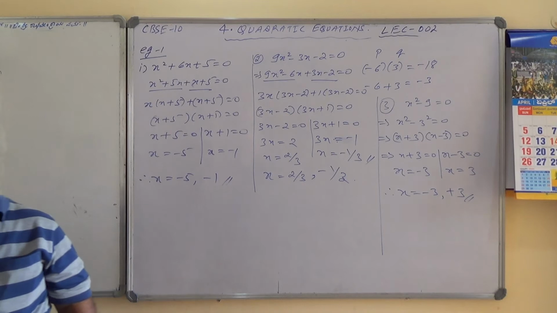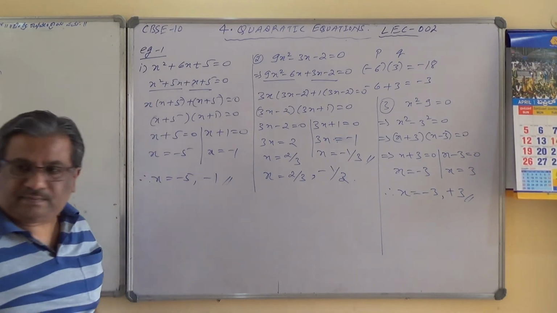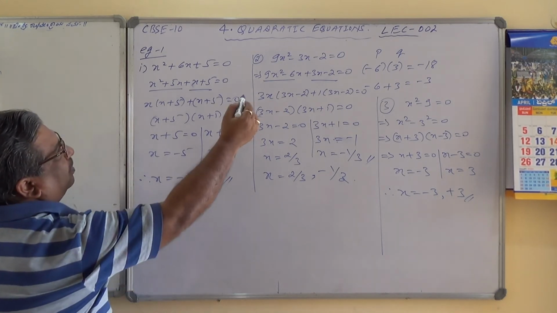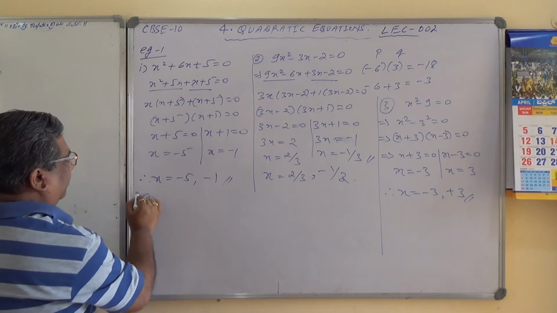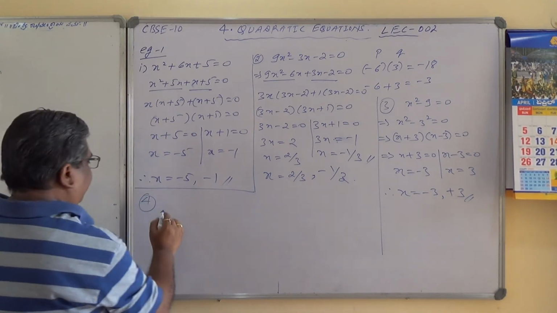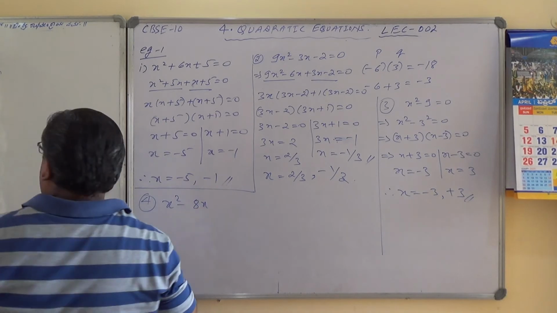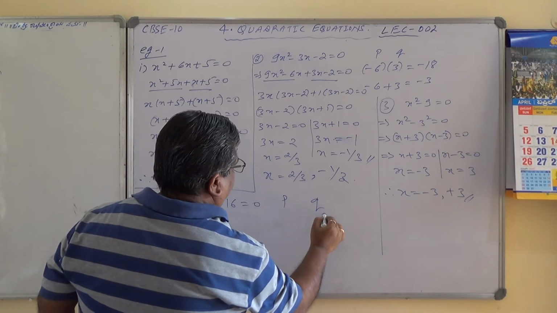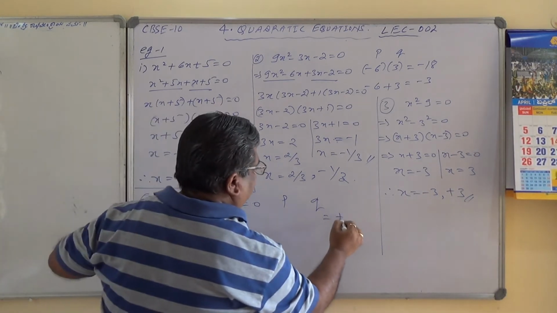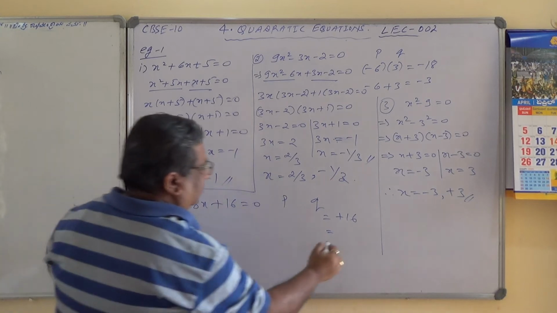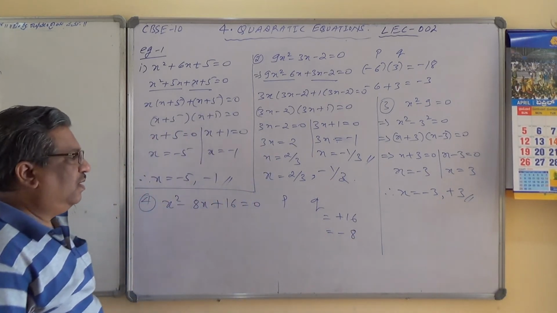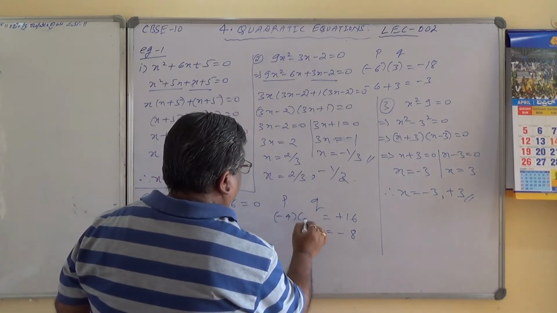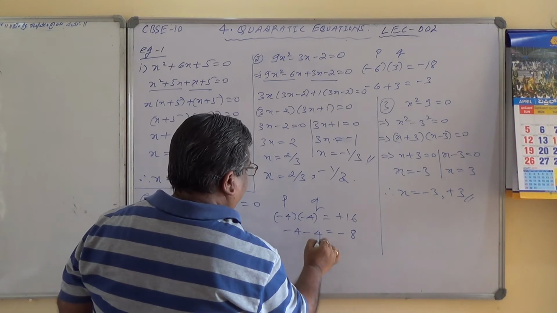Next, one more example I take, R.D. Sharma. x square minus 8x plus 16 equals 0. This is the fourth one. All these are simple sums. x square minus 8x plus 16 equals 0. I require p and q such that a into c is plus 16 and here minus 8. I require minus 8. So 4 4s are 16, minus 4, minus 4.